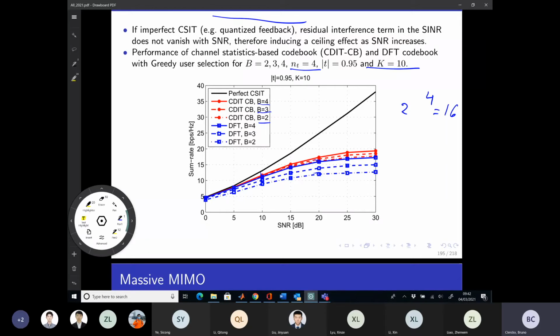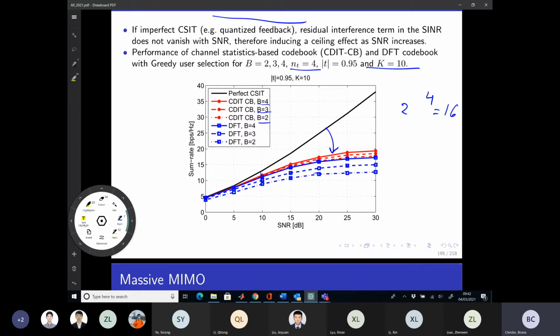And the reason for this drop here is because now we have an interference term that is left, and this interference is actually quite dominant compared to the noise. As you increase the SNR, the noise power here decreases, but the interference term is still there, and that limits the SINR and therefore limits the rate. Right. So this is a typical problem that you have in 4G.